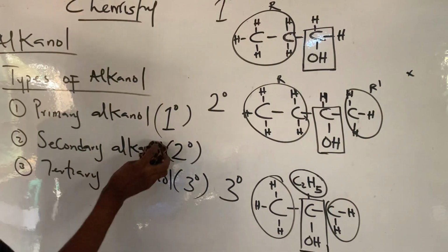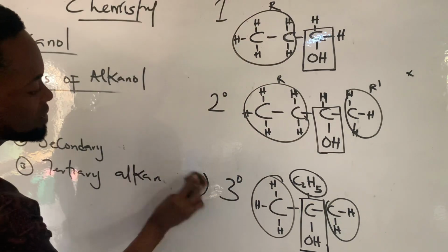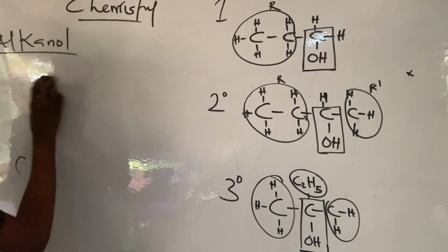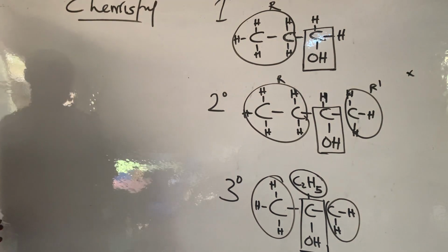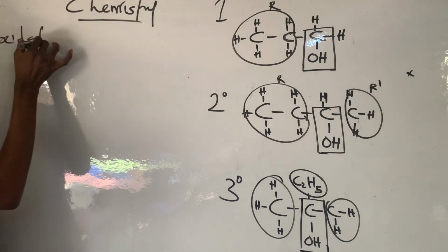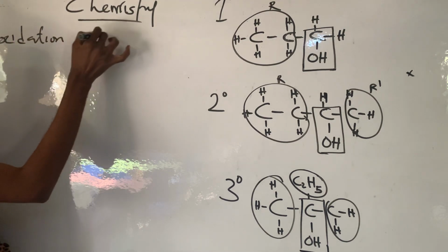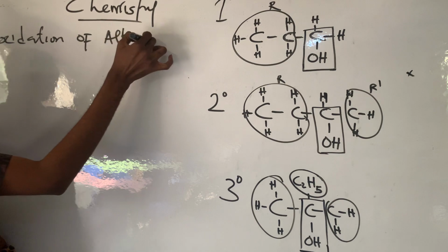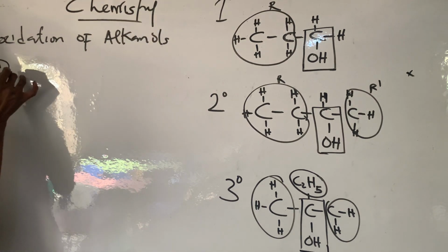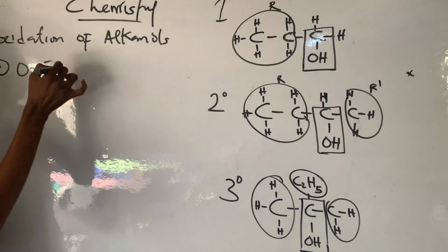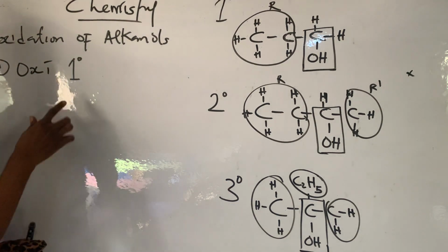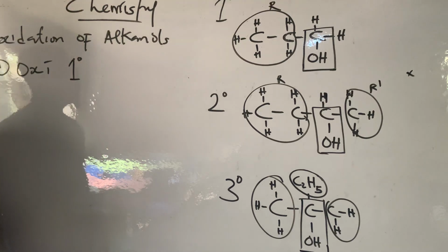So the next thing to do now is to go to oxidation of alkanols. Now we start with number one, oxidation of primary alkanol. We use 1 degree to represent primary alkanol.